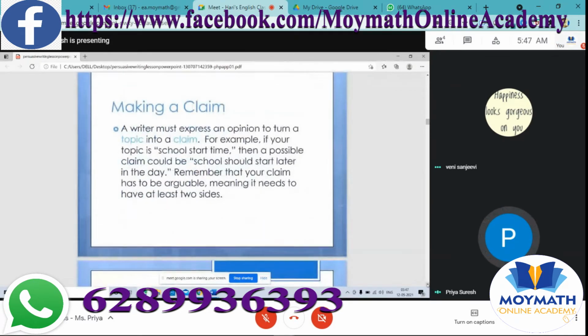Now we'll go into detail about this. How to make a claim. A writer must express a position to turn a topic into a claim. Example, if the topic is the school start time, then a possible claim could be: school should start later in the day. Remember, the claim has to be arguable, meaning it needs to have at least two sides.